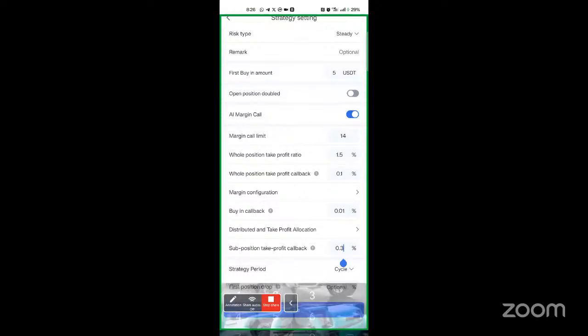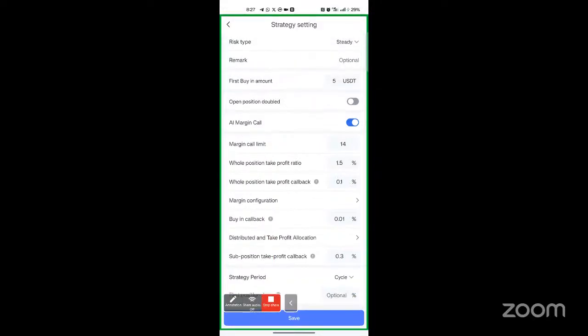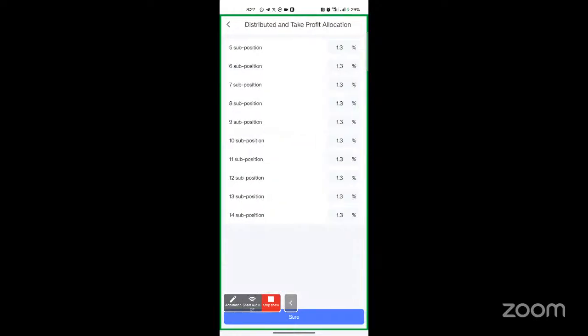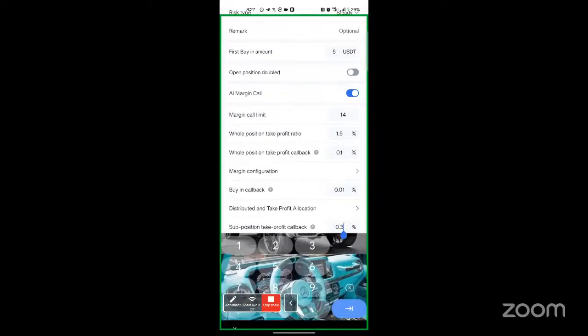Now I go for how the robot should work for me from the fifth call going down. This is the distributed take profit allocation here. So this one I'll keep basic. I may not change it. When the coin rises by 1.3, it is okay. And it comes down by what? Benefit of doubt, 0.1.